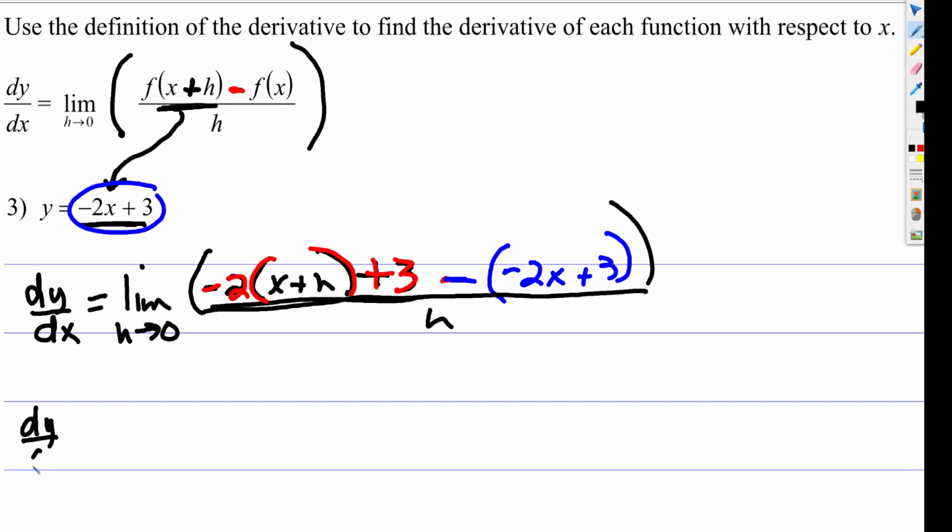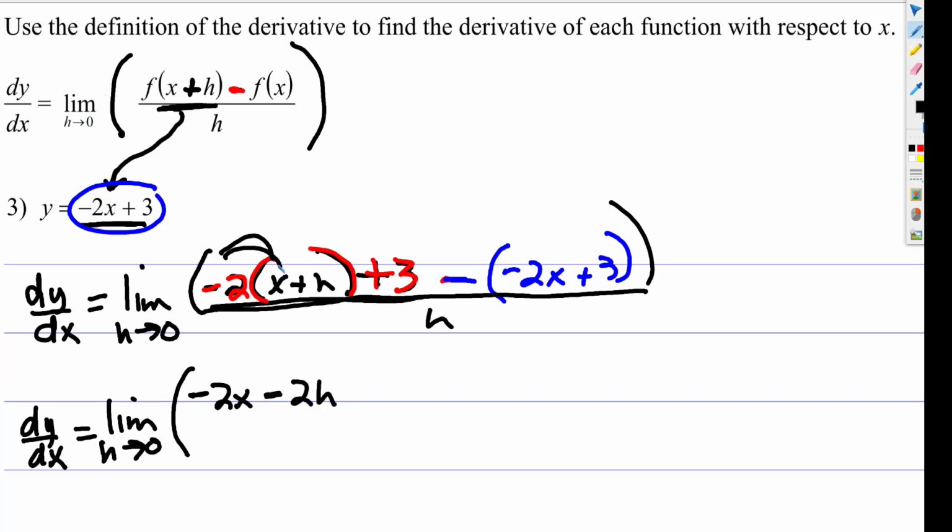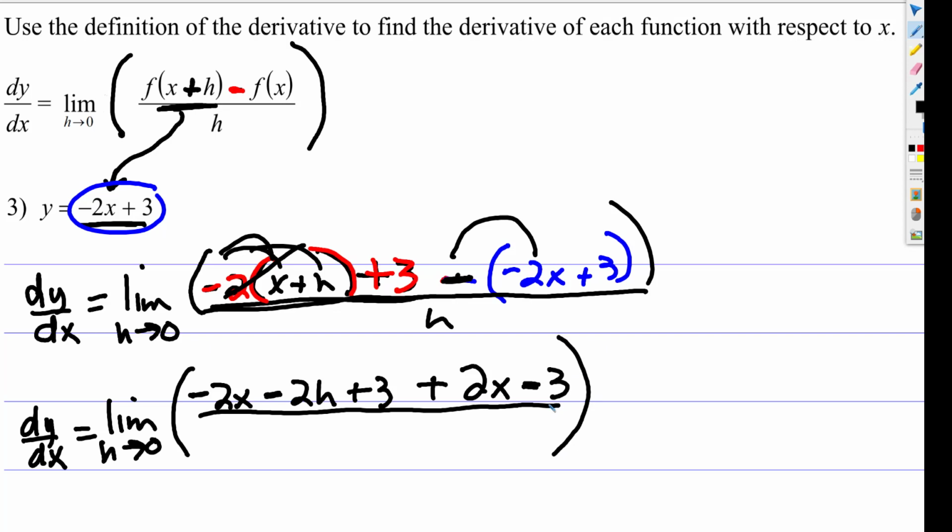So now we're going to simplify. So dy over dx equals the limit as h approaches 0. Negative 2 times x is negative 2x. Negative 2 times h is negative 2h. So we've done that distributive. And we still have this plus 3. Now we're going to subtract. Well, subtract a negative is adding a positive. So add 2x. Subtract 3 is just subtract 3. All of that is over h.